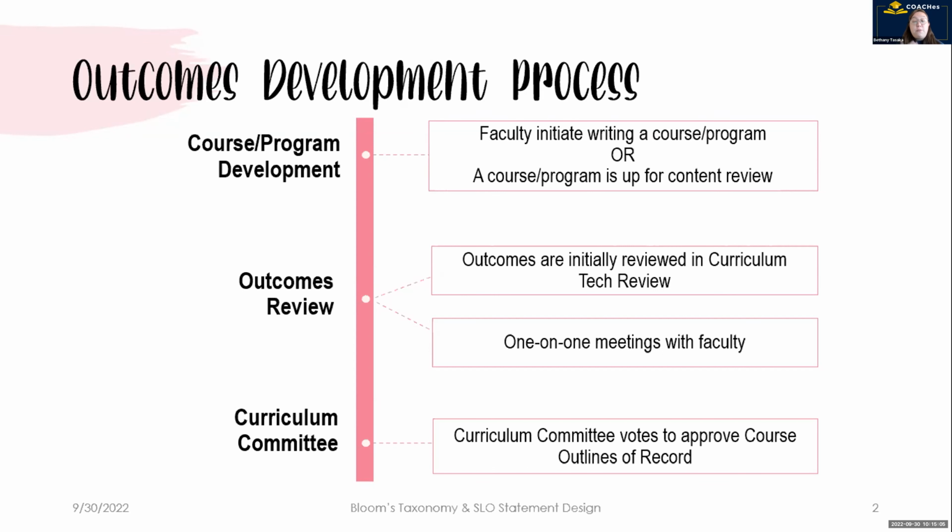And then to finalize them, they go through a vote at the curriculum committee as a whole as part of the course outline of record. So the committee will choose to vote up or down, depending on what's there. That's a bird's eye view of our process. I think there are some things long-term that I want to streamline and do a little bit differently, but this is where we are right now.